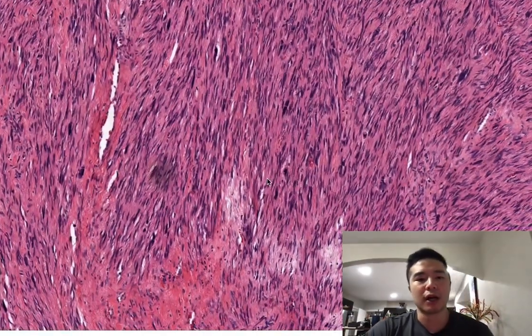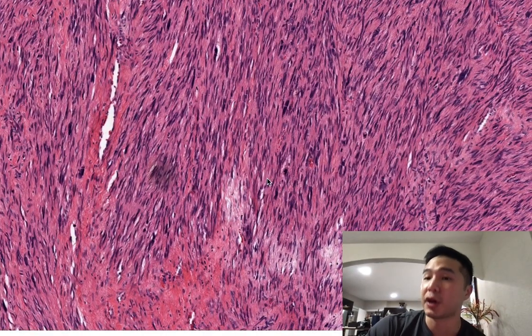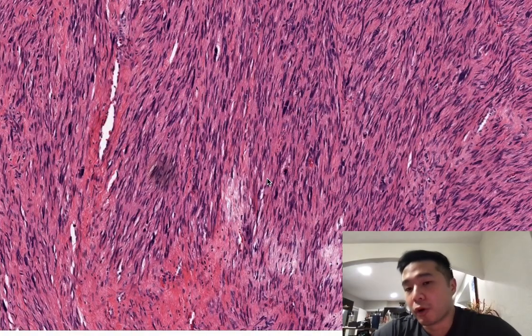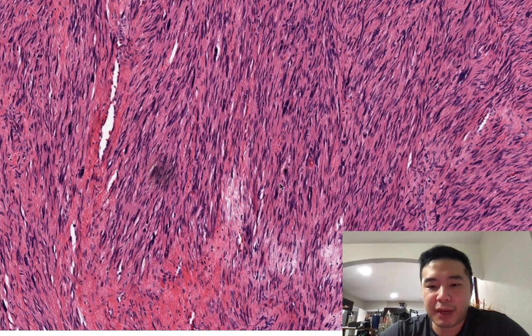Those atypical mitotic figures keep you on your guard for either a STUMP, a smooth muscle tumor of uncertain malignant potential, or a leiomyosarcoma. So here's a mitosis that we can see here.